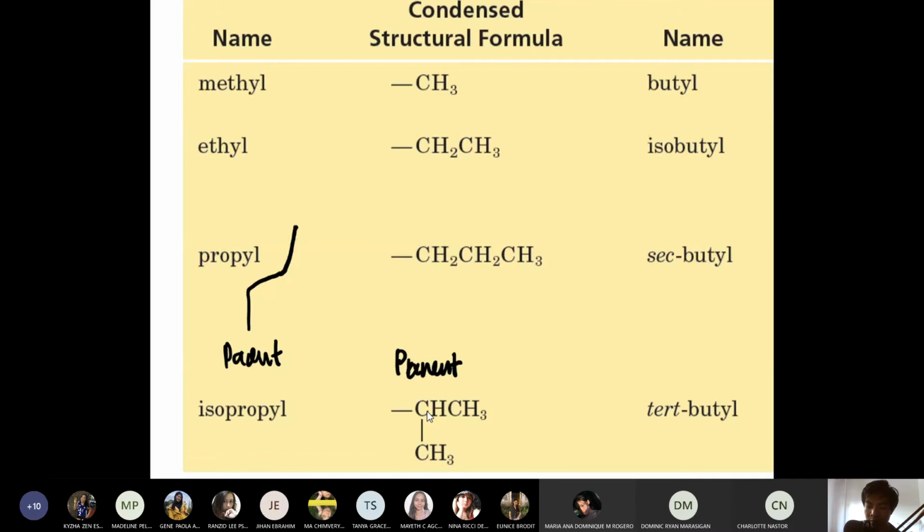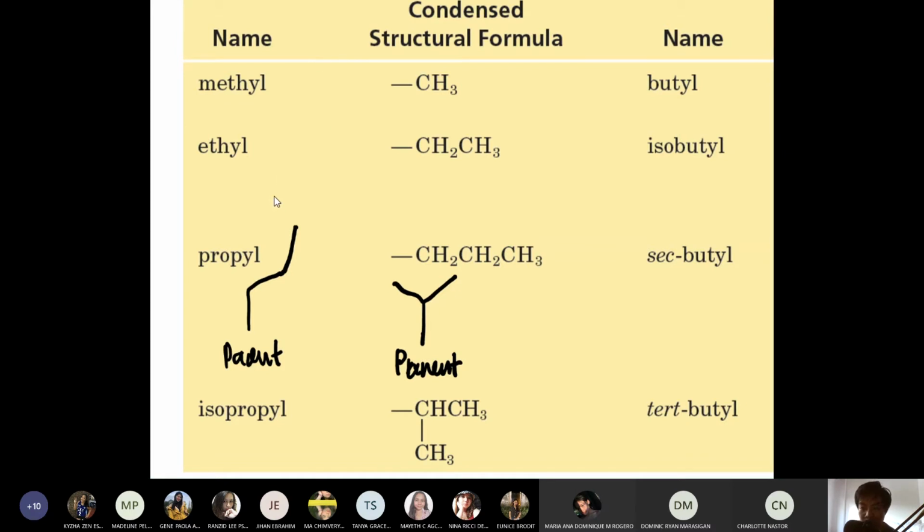Pero kapag isopropyl yan, ano yung itsura niyan? Letter Y yan. Parang naka-V yan, no? So, this is your parent, tapos may naka-V doon. So, that means yan ay isopropyl. Ito yung CH. CH yan. Tapos dalawang CH3. CH3, CH3. So, that's your isopropyl.